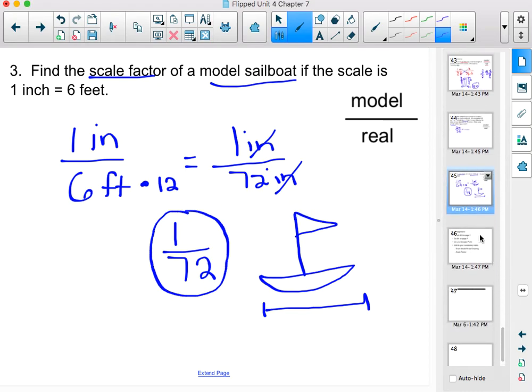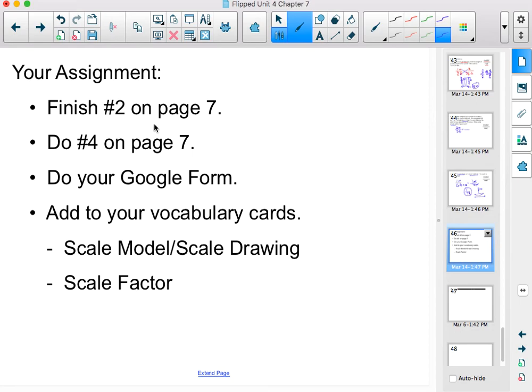That's all for today. Here's your assignment. Finish number 2 on page 7, do number 4 on page 7, do your Google form, and add to your vocabulary cards. We got new words today, scale model and scale drawing, and scale factor.